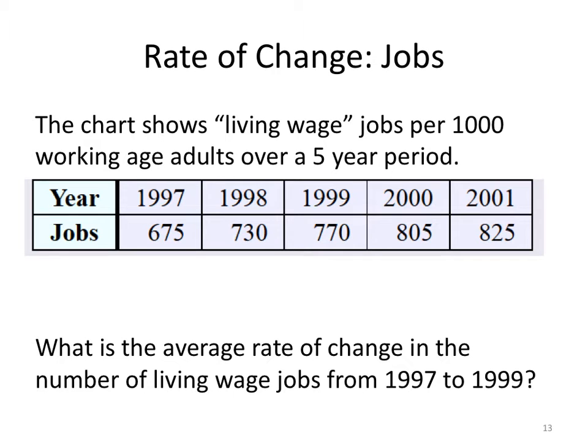So rate of change with jobs, and we end up with a table like this one. This is kind of like the heart disease one on the homework, where it gives us more values than we need. Okay, so the chart shows living wage jobs per thousand working age adults over a 5-year period. And so, what is the average rate of change?